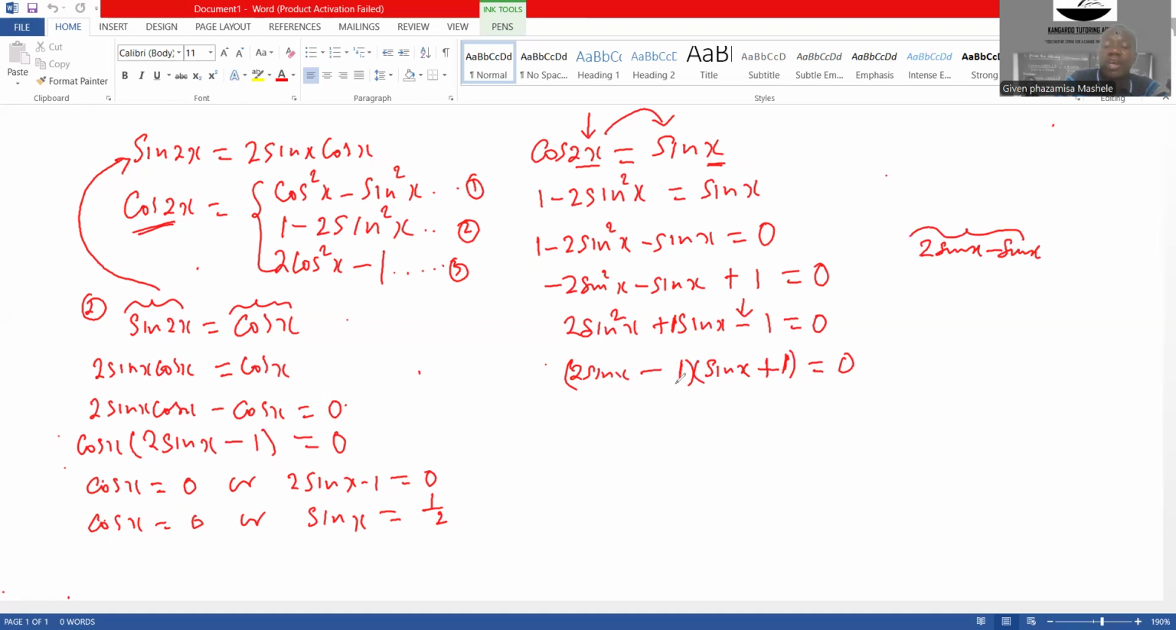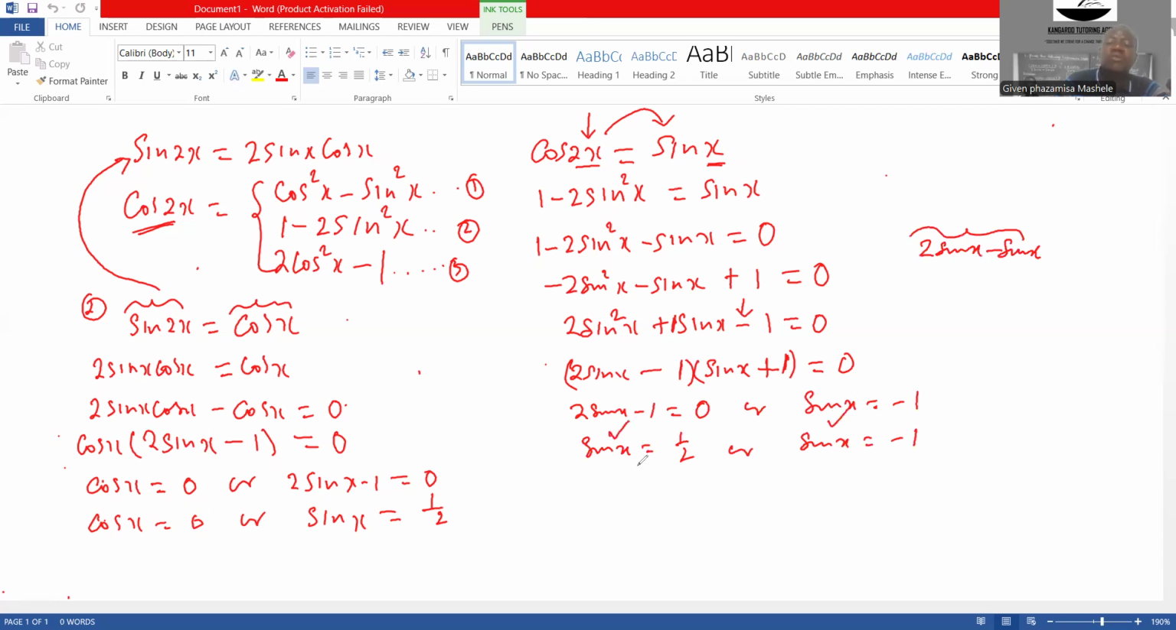So everything's okay. So what we're going to do, we're going to say, okay, here we have 2 sine x minus 1 equals 0, or sine x equals minus 1. Then this will become sine x equals half, or sine x equals minus 1. We know when we determine the general solutions for sine, we also have 2 answers.